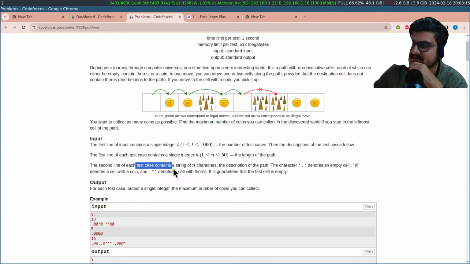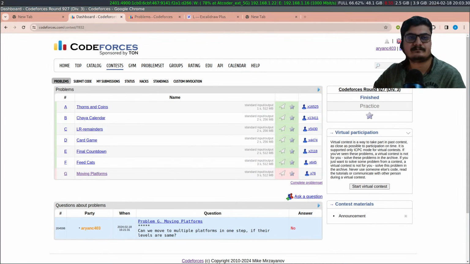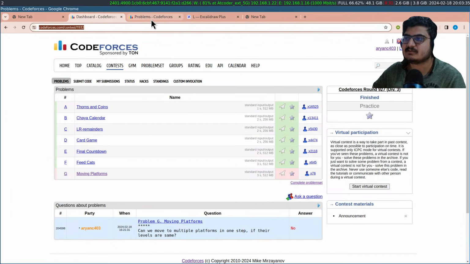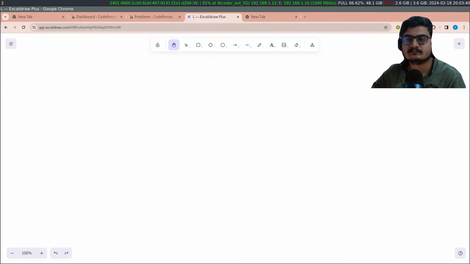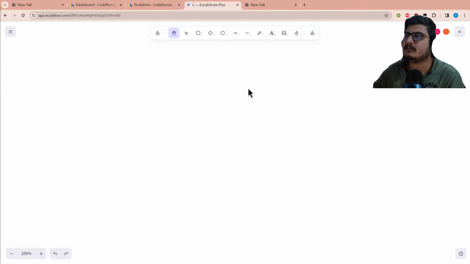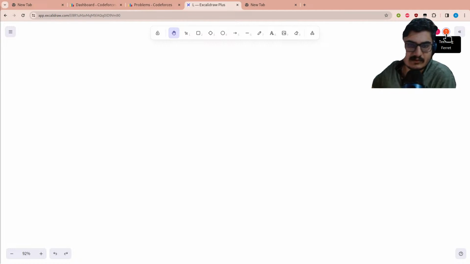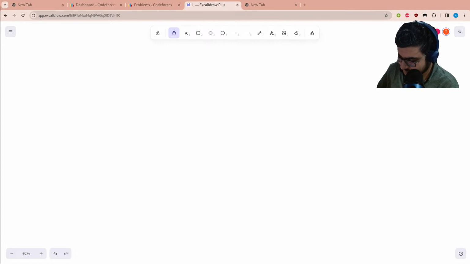In the input, a string is given. Here the string says dot denotes an empty cell, at the rate sign denotes a cell with a coin, and star denotes thorns, and it is guaranteed that the first cell is empty. So, to summarize the problem statement, look at the examples over here. The first problem says you are given a string which denotes some consecutive cells, and at the rate sign denotes there is a coin, and star denotes thorns. Let's look at the samples.